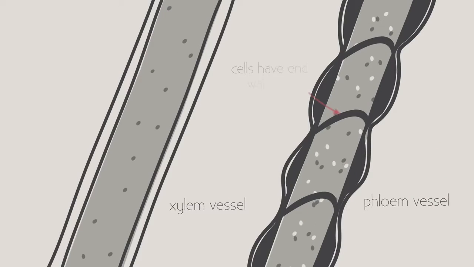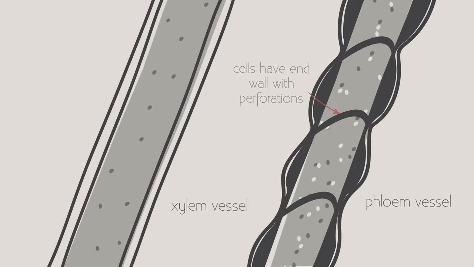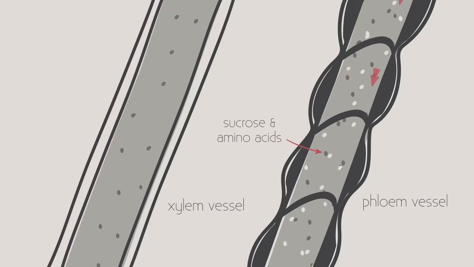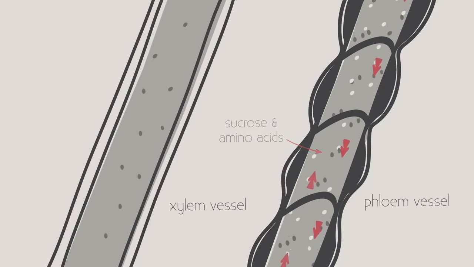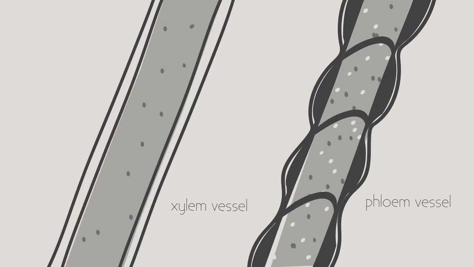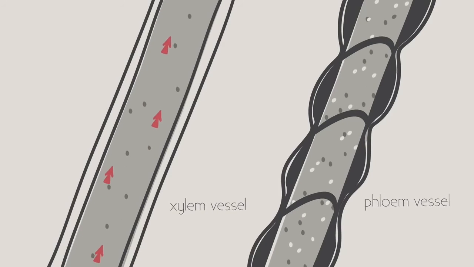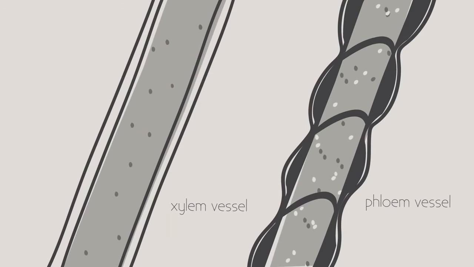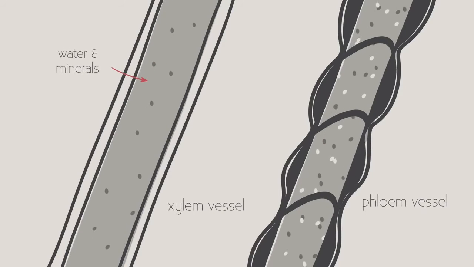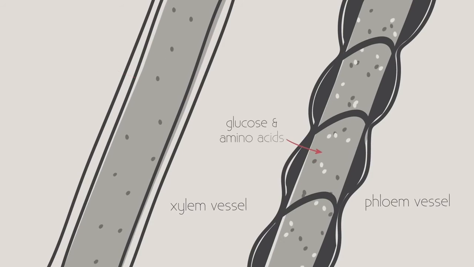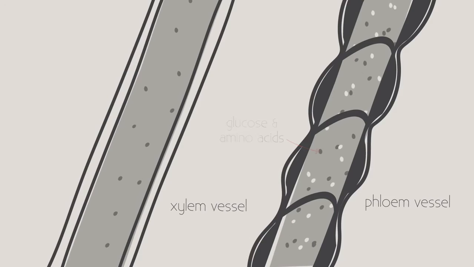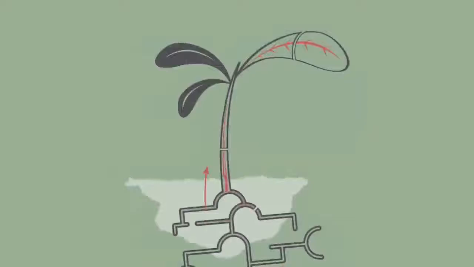The phloem vessels are made up of living cells. They transport sucrose and amino acids up and down the plant, depending upon where they are needed. Whereas in the xylem, the movement is just one way, from the roots up to the leaves. So we know that water and minerals go up the xylem, and amino acids and glucose go up and down the phloem. But how?